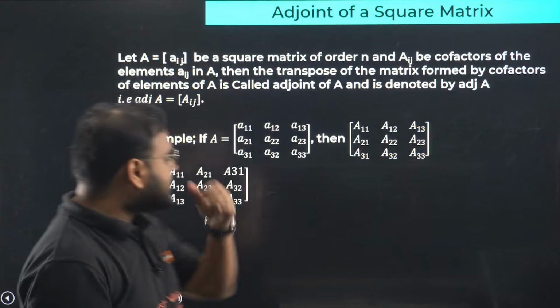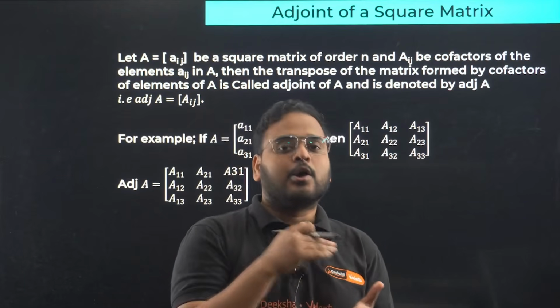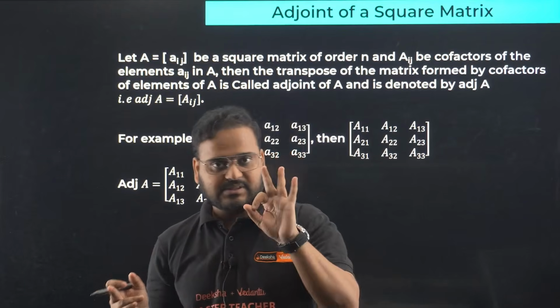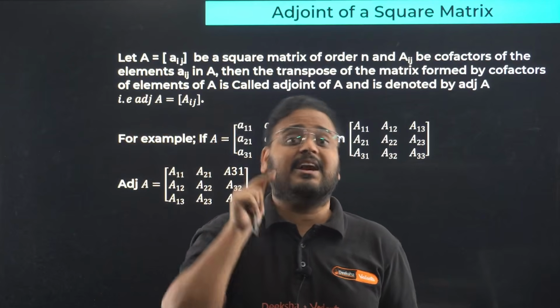Okay, next we start with adjoint of a square matrix. So far we have covered minor, cofactors, and we have done questions on them. 3 questions we have done. I hope you are able to get that. I have given you homework. Please cross check and let me know the answer.